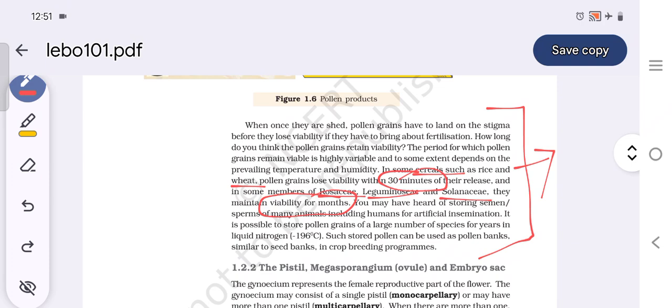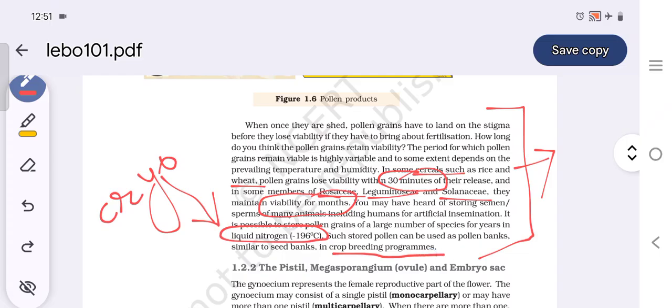Next you have how to store the pollen grains. It is in liquid nitrogen. You will have reference to cryopreservation, which is preservation in liquid nitrogen. Look at the temperature, that is minus 196 degrees Celsius, and it is used in crop breeding programs so that the pollen grains can be used later for breeding purposes, and they can be stored at such low temperature without getting destroyed.